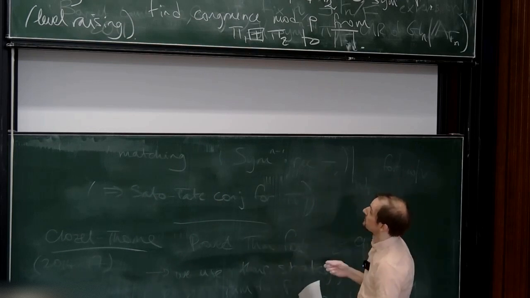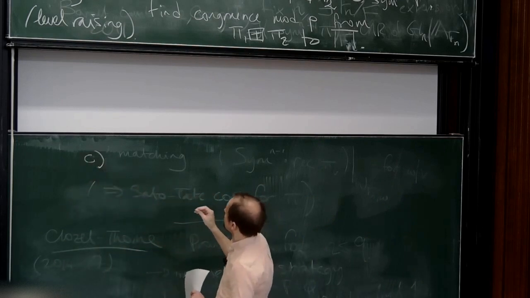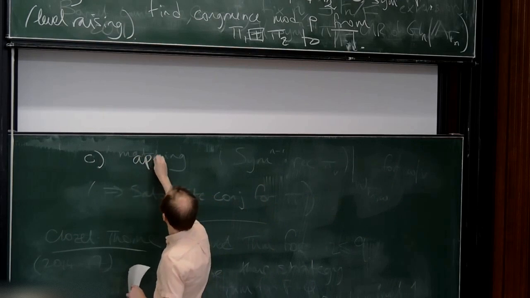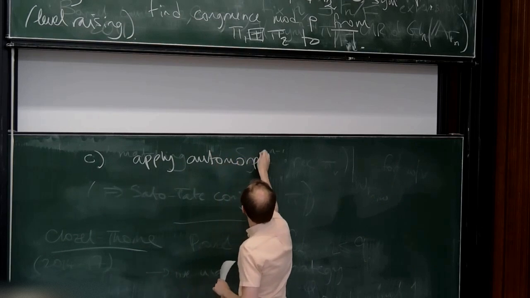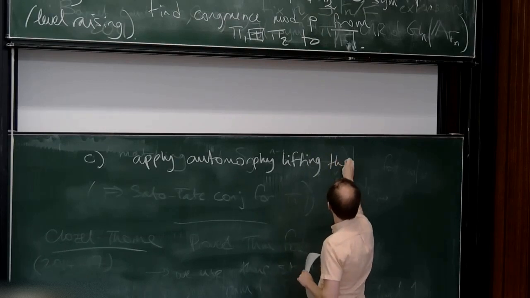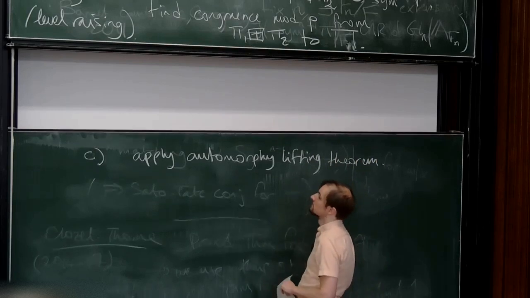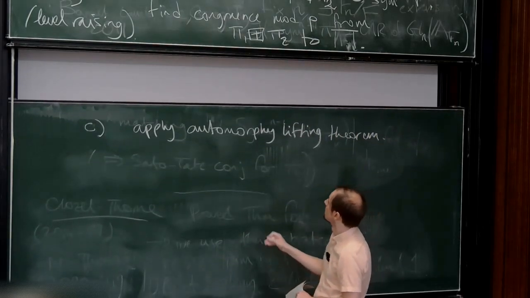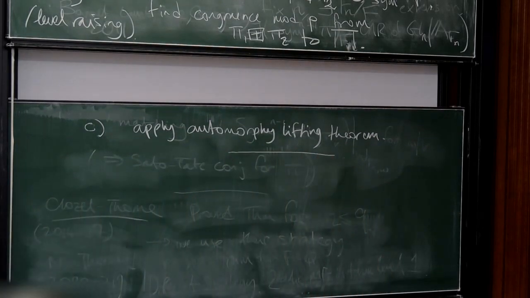And then the point of doing step B is that we'll then be in a situation where we can hope to apply an automorphy lifting theorem. Change chalk again. So that's the outline of the strategy. I'll just say a bit about how one actually carries out these steps.